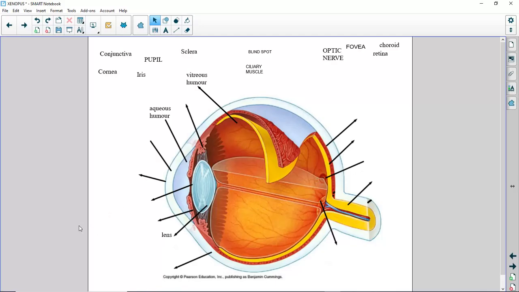All right, so just to conclude a little something with your lens here, your lens has a muscle attached on either side. You see it right here and right there, called the ciliary muscle, which contracts and relaxes to change the focus of the lens. All right, so the ciliary muscle you've got there.